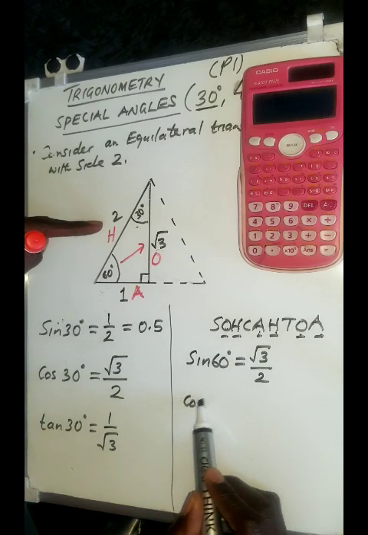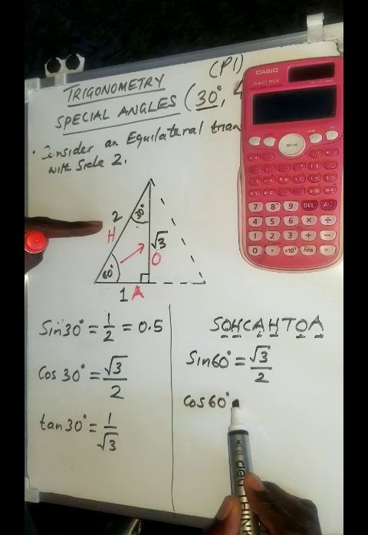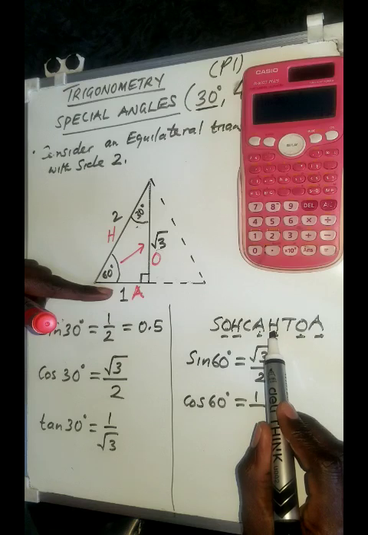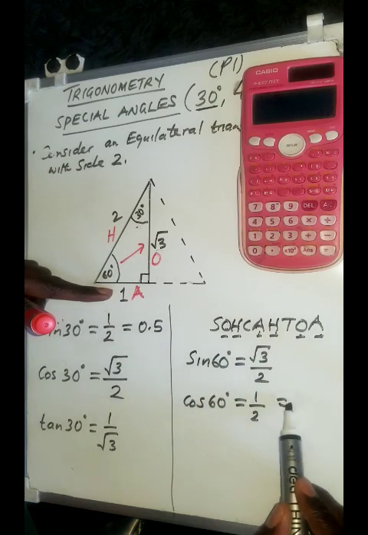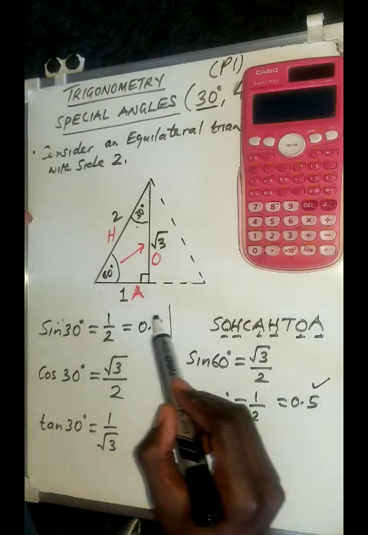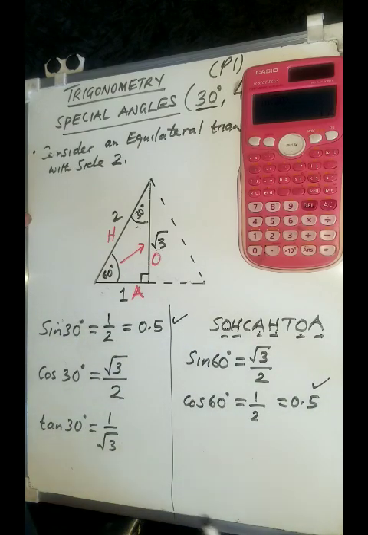All right, we can go to cos 60 degrees, which will be equal to the adjacent, which is a 1 over the hypotenuse, which is a 2, which will give you a 0.5. So you can see cos 60 and sine 30 give the same value. That is what we know.